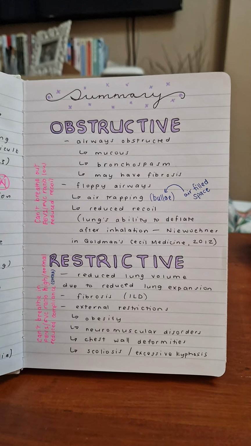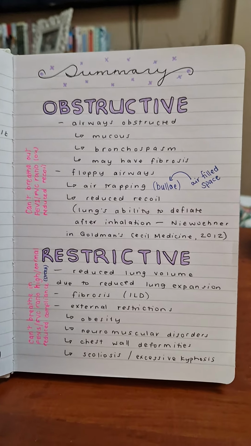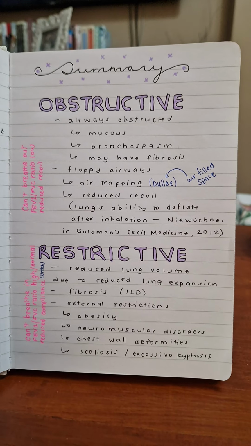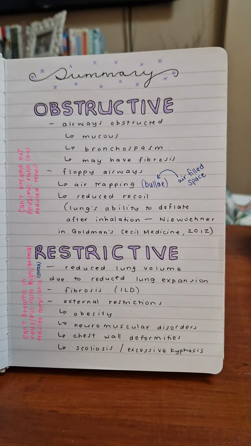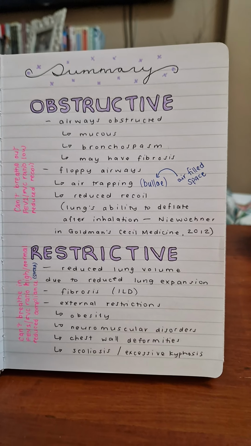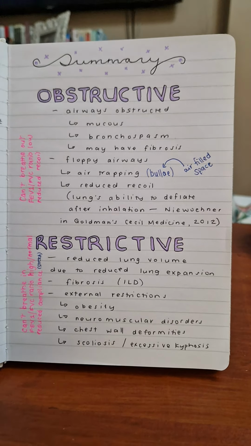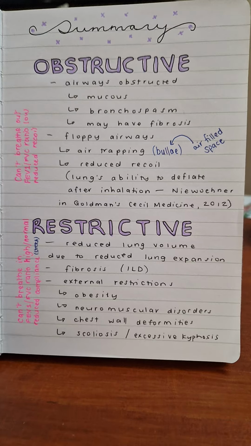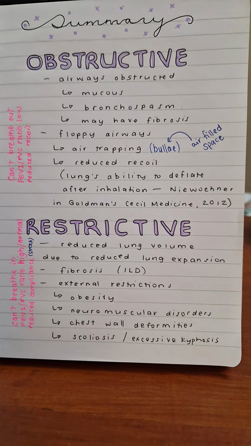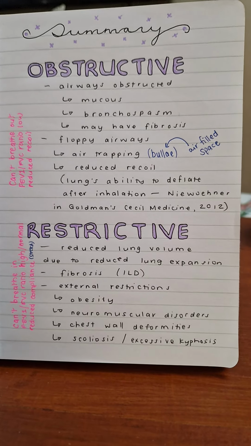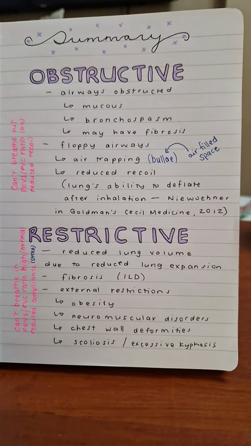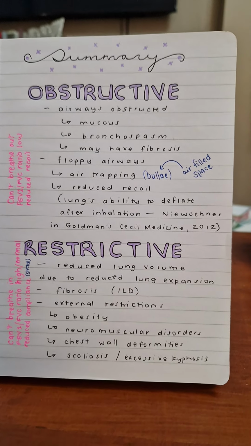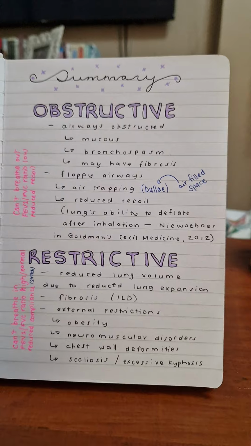In short, people with obstructive airway diseases struggle to breathe out. They have a low FEV1 over FVC ratio, and they have reduced recoil. People with restrictive lung diseases struggle to breathe in, and their FEV1 over FVC ratio is typically normal or high, and they have reduced compliance or stretch of the lung tissue.